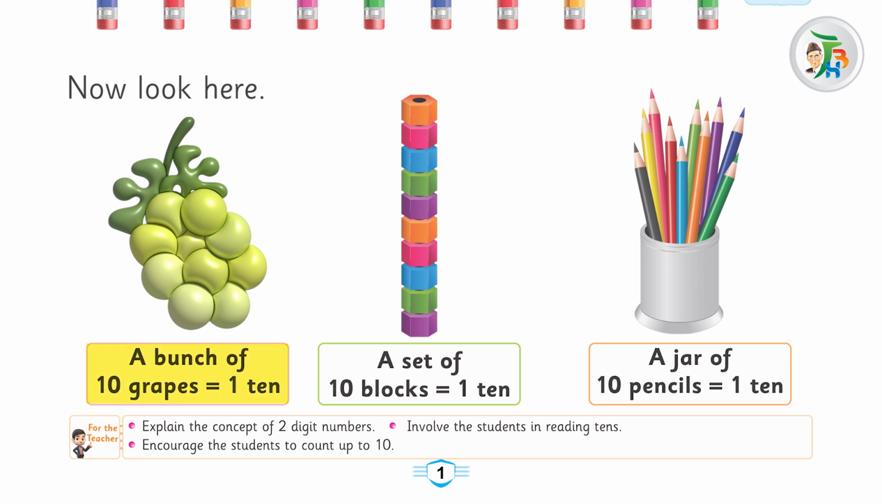Now look here. A bunch of 10 grapes is equal to 1 ten. A set of 10 blocks is equal to 1 ten. A jar of 10 pencils is equal to 1 ten.